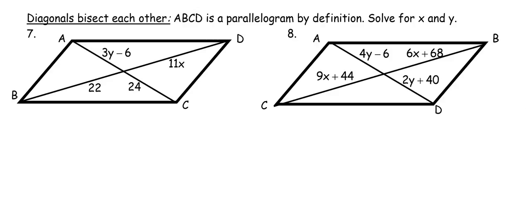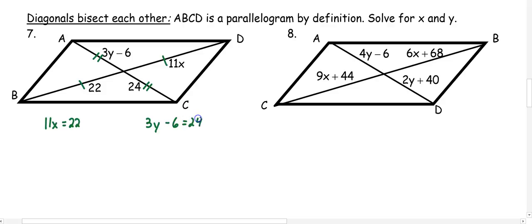Remember, the last property then of parallelograms is that the diagonals bisect each other. So the piece from the same diagonal is congruent to the other piece. So in this case, AC was bisected into two congruent parts, and BD was bisected into two congruent parts. So we have 11x equals 22, and we have 3y minus 6 equals 24. So in the first equation, we're going to divide both sides by 11. We get x is 2.